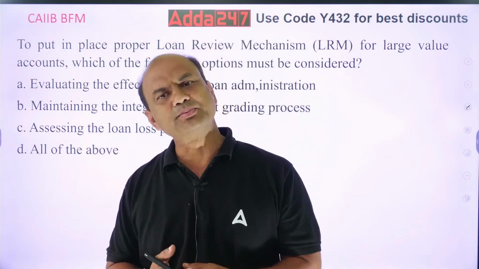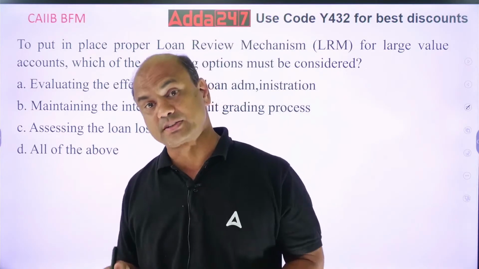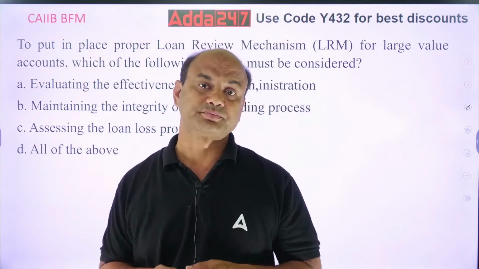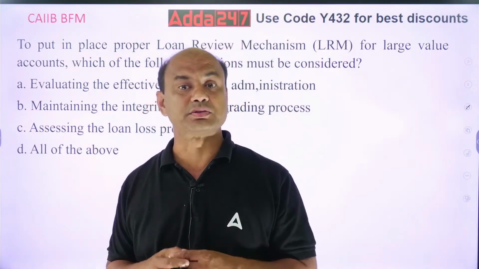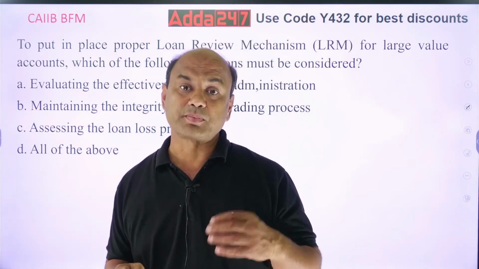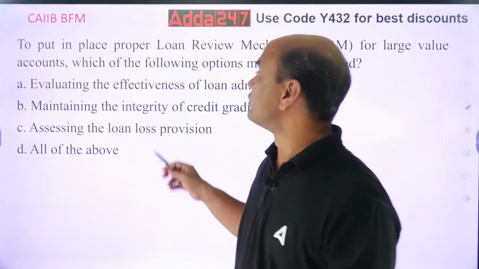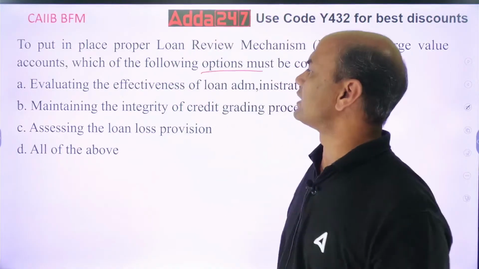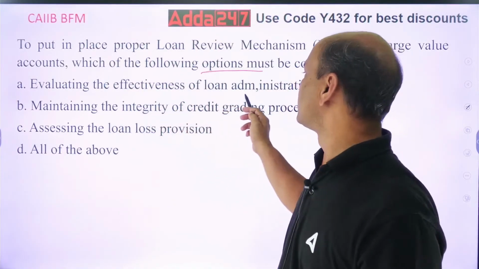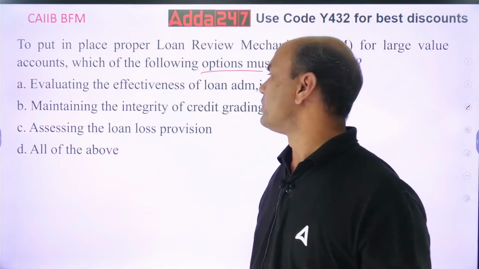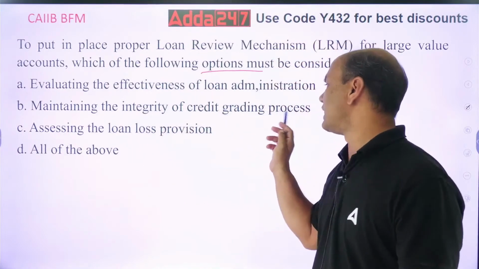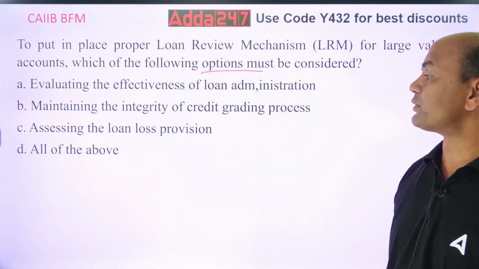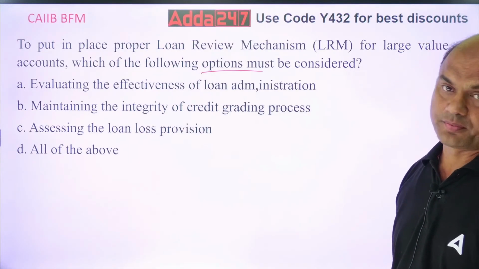LRM is basically the audit of the process. What is LRM? LRM is actually the process audit, or you call it credit audit also. It's an audit of the process. So which of the methods are used? Which of the following options must be used for LRM? Evaluating the effectiveness of the loan administration, maintaining the integrity of credit grading process, assessing the loan loss provision, and all of the above.